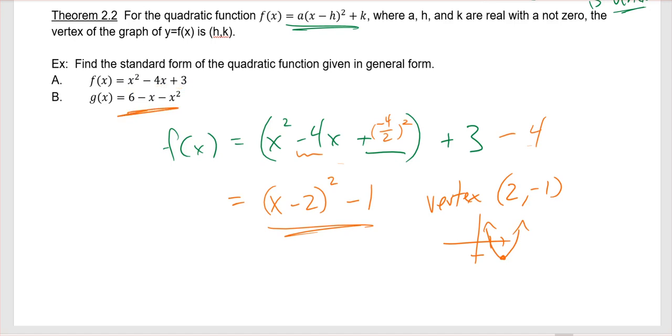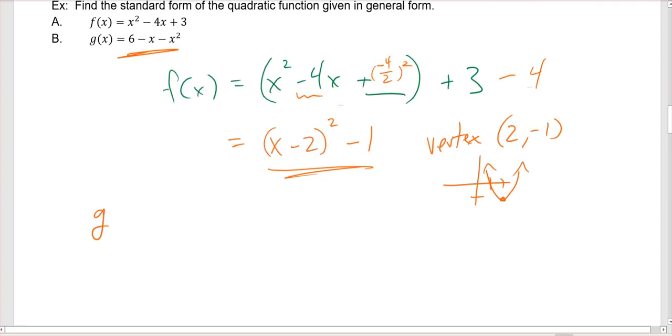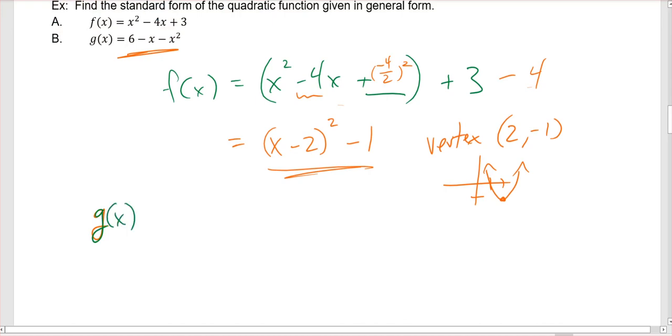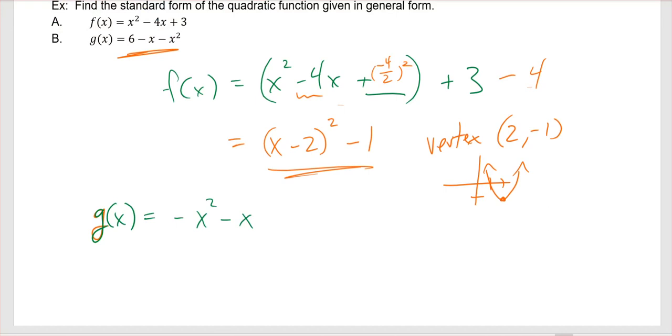Okay, so this one does not look like what we just did. Let's attack this one. So we got g, the green, g of x. Let's rearrange it. -x squared minus x plus 6. So this does not look like what we just did, right? Because in this one, our coefficient on that x squared was a 1, and now it's, well, not a 1, right? So let's rewrite it so that the coefficient is a 1.